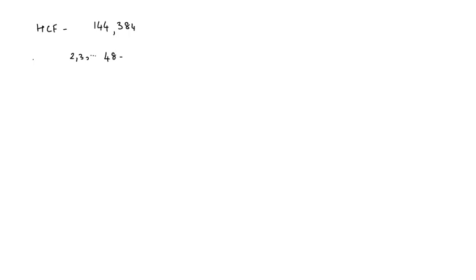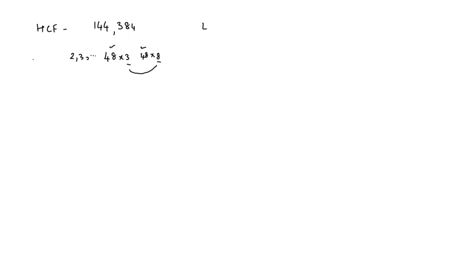144 is 48 into 3, and 384 is 48 into 8. So whatever is left, 8 and 3, after you divide by 48, right? They should be co-prime. So they should not have any common factor. And then you know that what you picked up, 48, that has to be the HCF. So HCF is the highest number that divides 2 or 3 numbers, right?